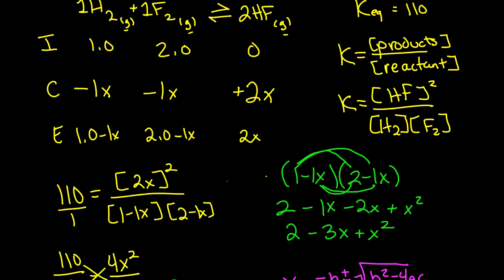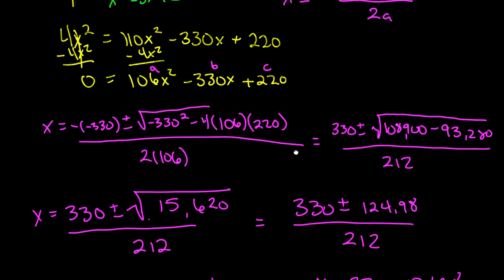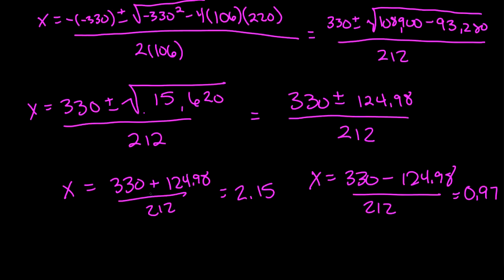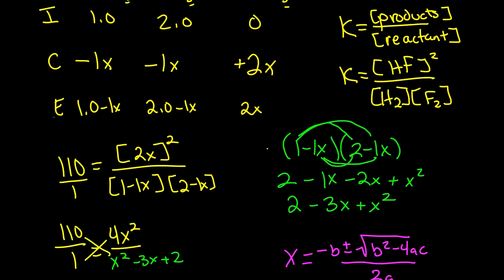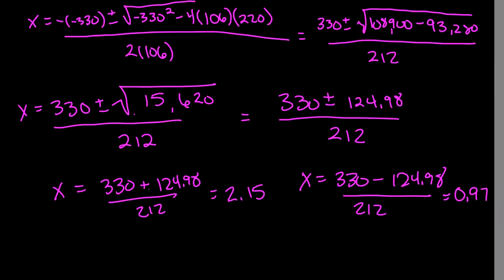One of them is too big, and when you plug it in, it will create a negative number. We can't have a negative molarity. So generally, the value where you add is going to be too big. The equation where we added is 2.15. If I go back and do 1.0 minus 1 times 2.15, I'm going to get a negative number. It's not going to work. So generally the version where you add is going to be too big, and the value where you subtract is pretty much going to be your value. So 0.97 is our value.